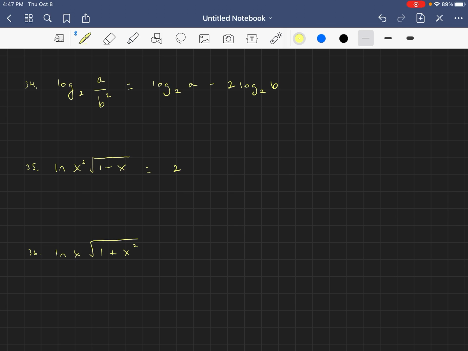So I'm going to pull the 2 out, natural log of x, plus, because there is a product, 1/2 natural log, and in a parentheses, I'll put 1 minus x. Can't do anything with it. Split up the product, pull out that half power. Don't forget your grouping symbol. Lovely.